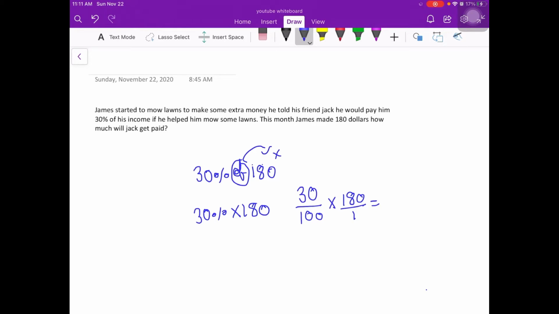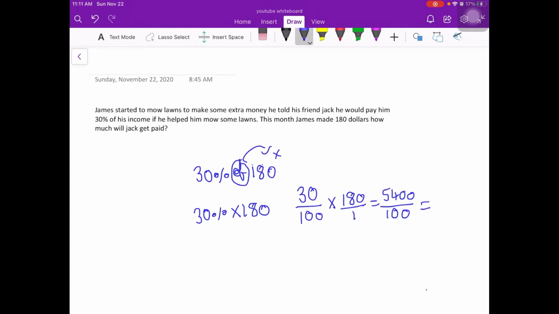So first, 30 times 180 is 5,400, and 100 times 1 is 100. Now we have to simplify it. It might look like that's not the right answer, but it's because we haven't fully simplified it yet. After we simplify it, we'll actually see the correct answer.